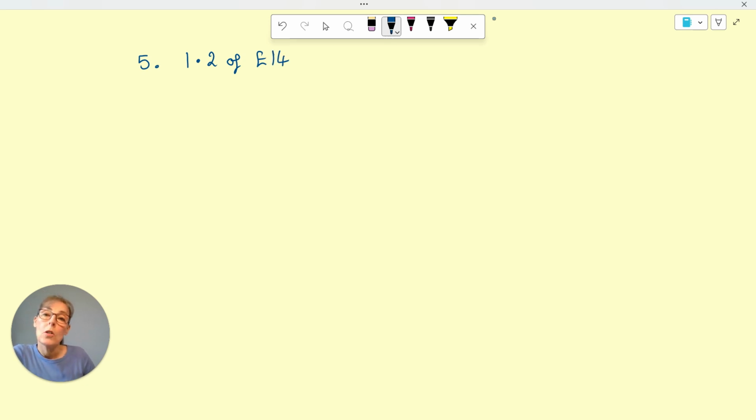So we want one lot of £14. So 1.2 is the same as saying 1 plus 0.2. 1 times £14 is £14. So we've got to find 0.2 of £14.